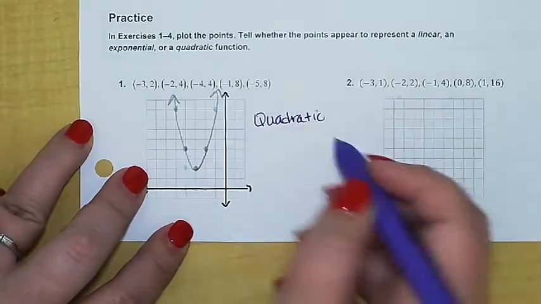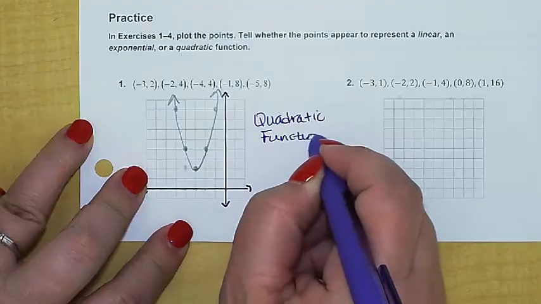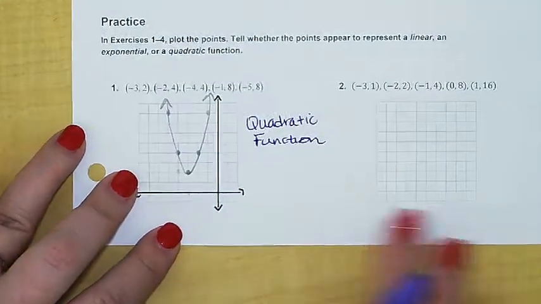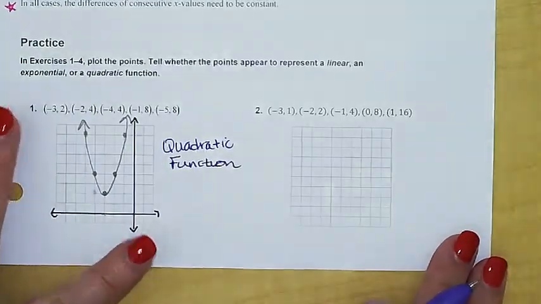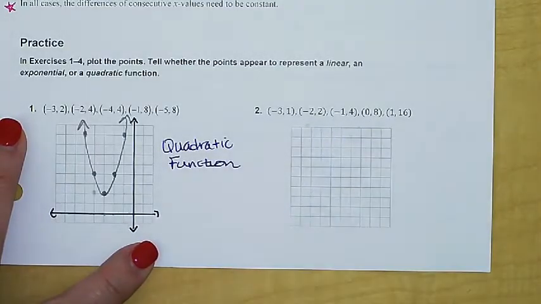It definitely meets the criteria for a quadratic function. There it is. Okay. Let's graph this guy here. So I have negative, negative, negative, positive, positive. So I've got some negative, some positive x values.